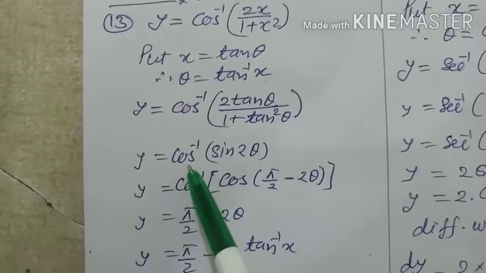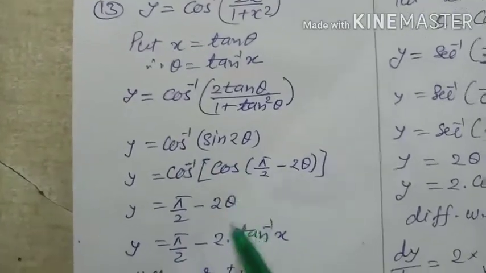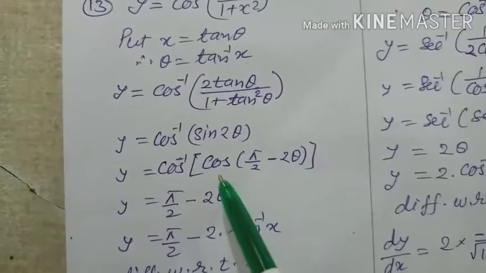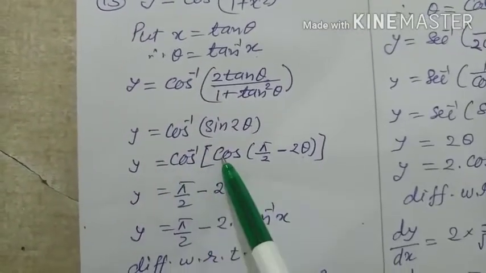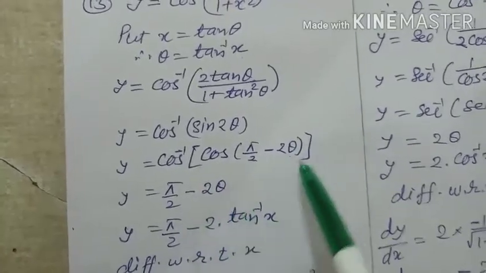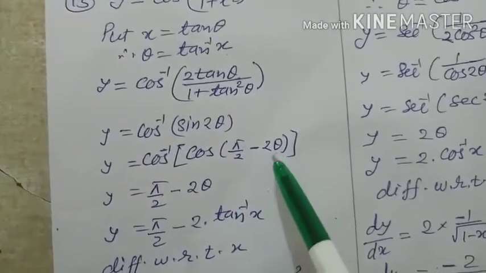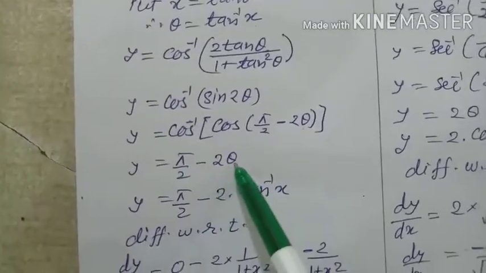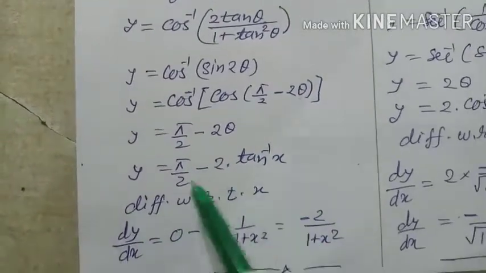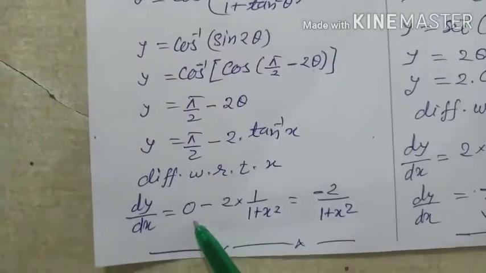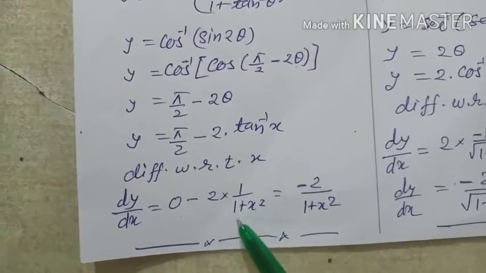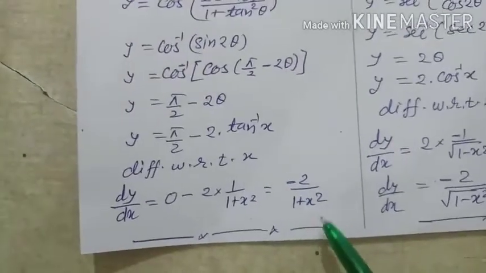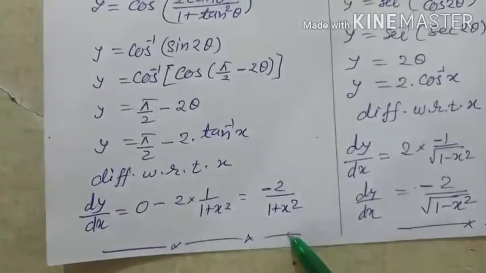But this is the cos inverse. So in place of this sin 2 theta, write cos of (90 minus 2 theta), because cos (90 minus theta) is sin theta. So here cos and cos inverse cancel out, and pi by 2 minus 2 theta remaining. Once again in place of theta write tan inverse x and differentiate with respect to x. So the differential of pi by 2 is 0, and this is minus 2, and the differential of tan inverse x is 1 upon 1 plus x square. So once again your answer is minus 2 upon 1 plus x square, and last two questions remaining.